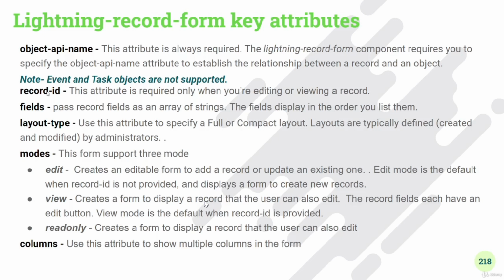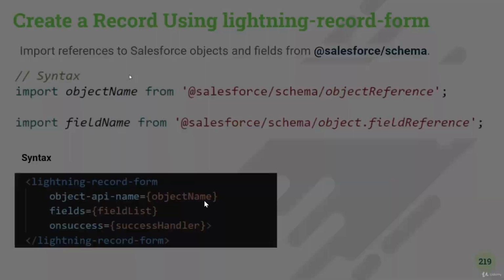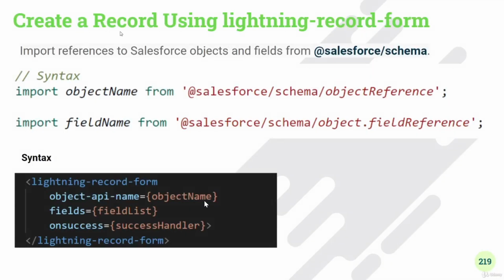So let's see our first scenario, which is to create a record using Lightning Record Form. To start using the Lightning Record Form, we need some imports. The import references of Salesforce objects and fields come from @salesforce/schema. This is something you need to remember always, because from now on we're going to use this import heavily. To tell our form which object we want to use, we need to import the object reference, using import object name from @salesforce/schema and your object reference.